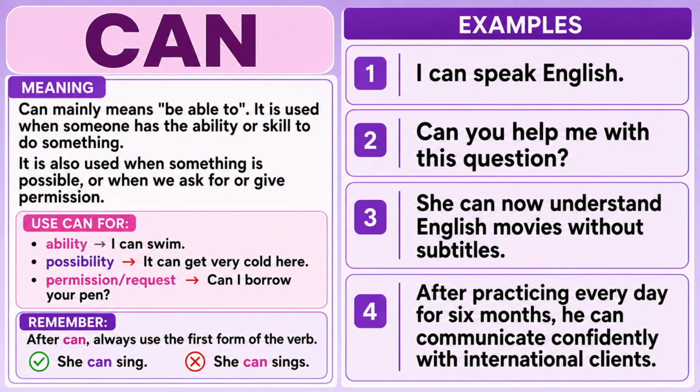Remember, after can, always use the first form of the verb. For example, she can sing. Do not say she can sings.